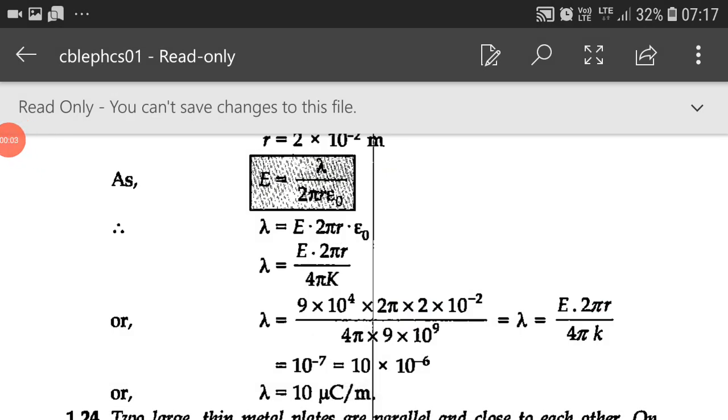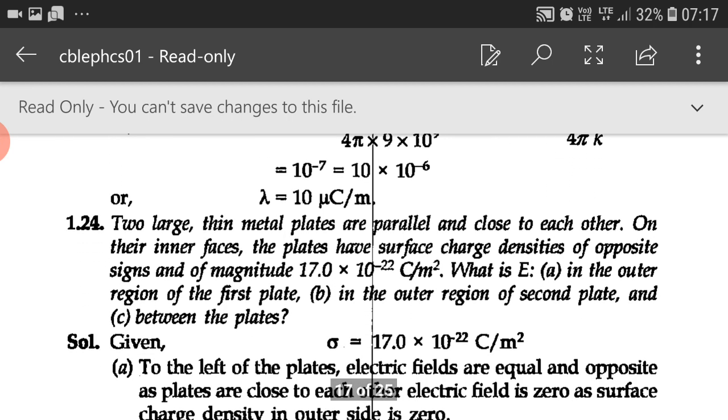In this question, as you can already see, lambda is equal to 10 microcoulomb per meter. It is wrong. You will calculate it yourself and it will come out to be 0.1 microcoulombs per meter. Now come to the question number 24.